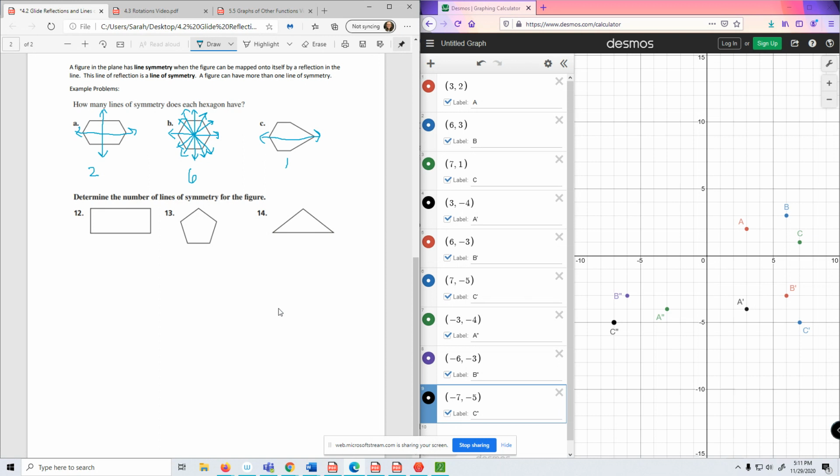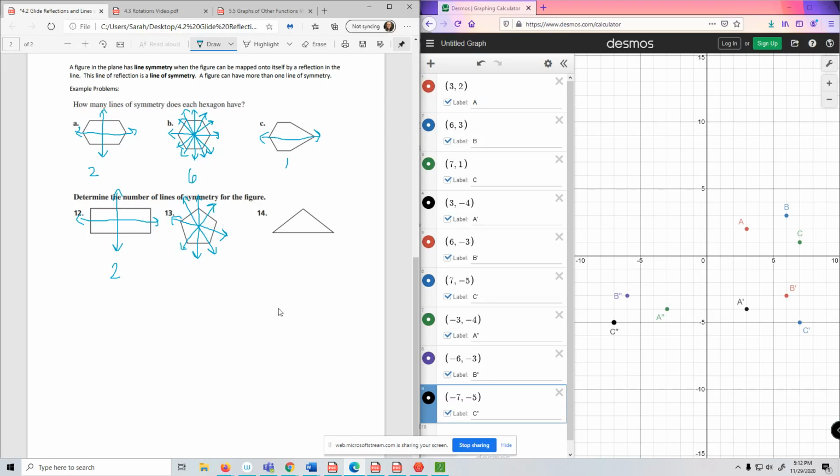Let's do a few more. So for this rectangle, it's symmetric vertically through the middle and horizontally through the middle, and that's it. So it has 2 lines of symmetry. For this pentagon, symmetric here. Notice that it goes through a vertex and halfway through an opposite side. And so that's going to be true for all of the other situations like that.